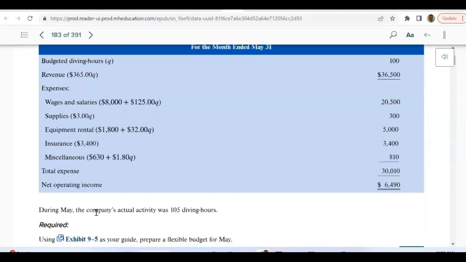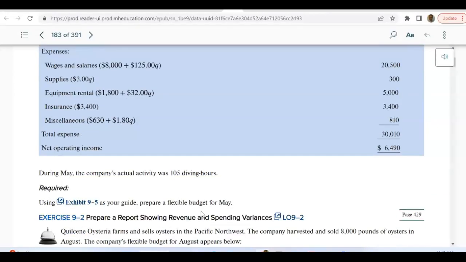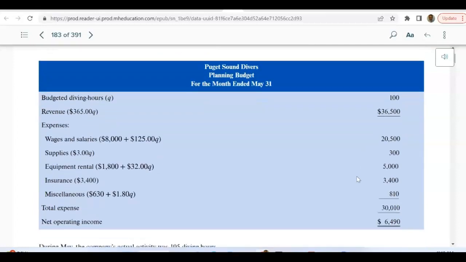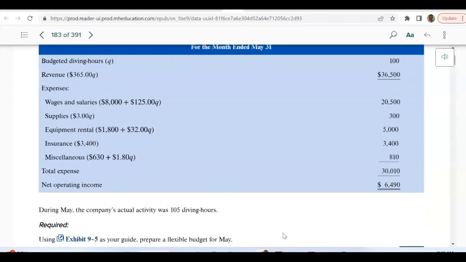It says during May, the company actually was having 105 diving hours. The planning was about 100, but the actual situation was 105. So you need to see, did you do good or not? But in order to understand if you did good or bad, you need to create a flex budget in order to compare apple to apple, right? You cannot compare 105 hours to 100 planning hours and say, oh, we did good or we did bad. No, you have to convert this planning budget to a flex budget. So this is a static budget, 100 hours estimated, but you have to convert it to flex.